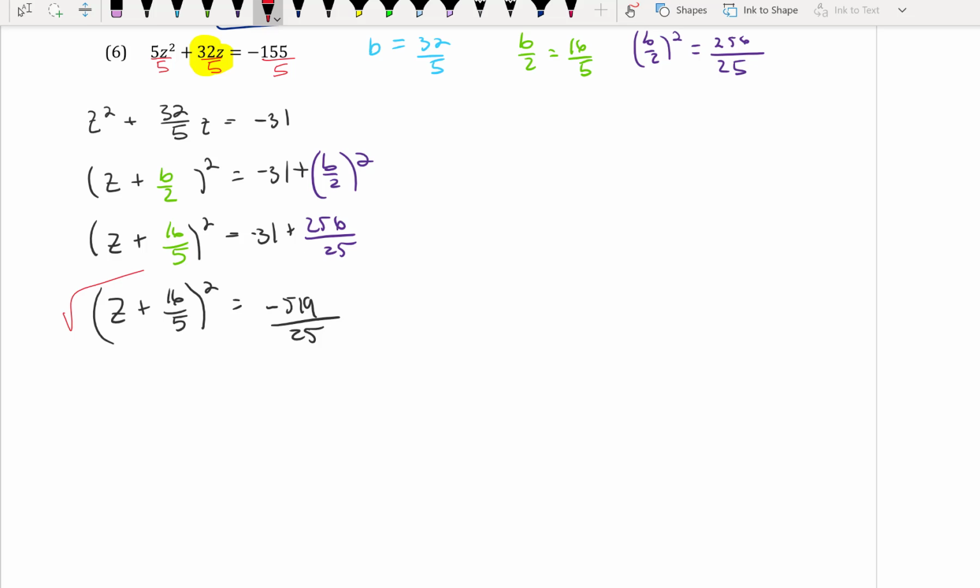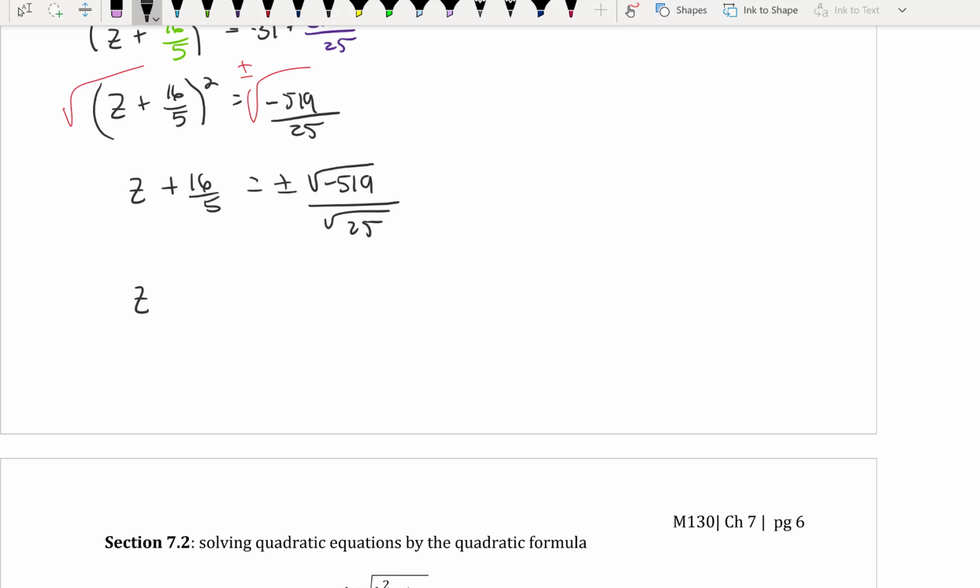From here, I'm going to square root both sides, so I end up getting z plus 16/5 is equal to plus or minus. And remember with the square root property that I can split this. So I'm going to have the square root of -519 over the square root of 25. The reason that I can do this was listed in the last chapter. And so that negative is going to turn into my i. And the square root of 25 is really just 5.